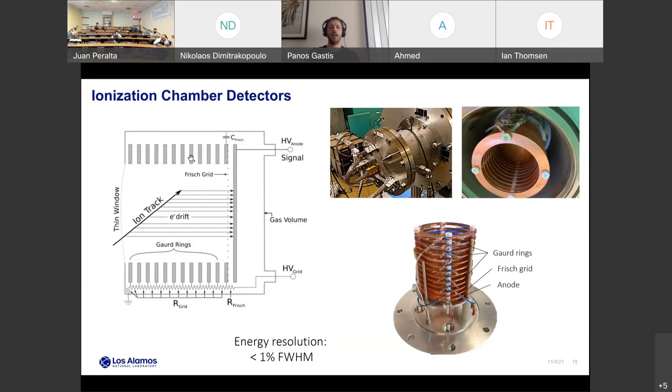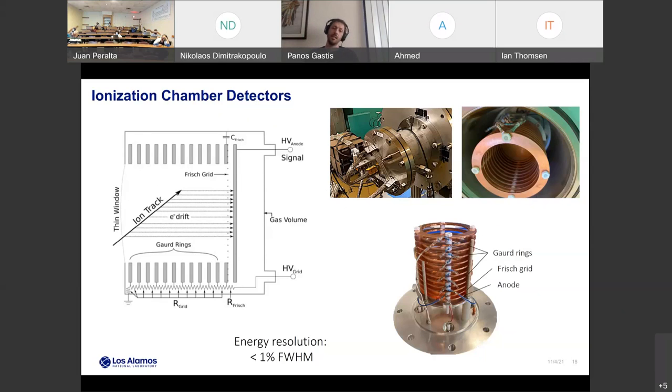And then another thing that our chambers have is guard rings. You can see the guard rings of the ionization chambers in these pictures here. And the purpose of these guard rings is to preserve a uniform, nice electric field through all the active volume of the detector.